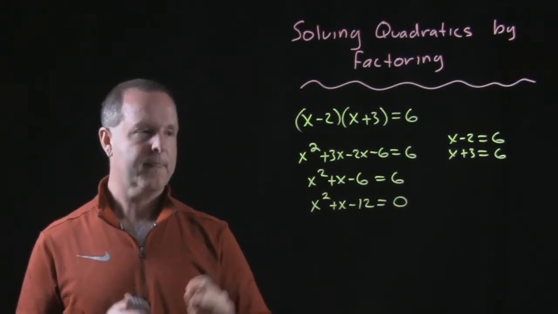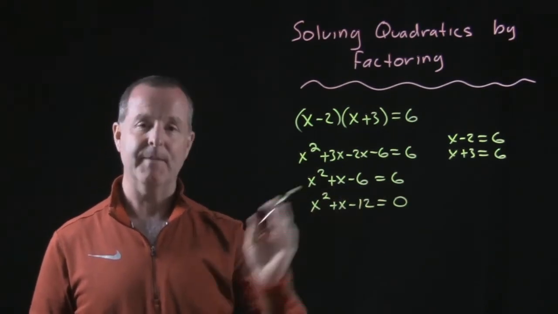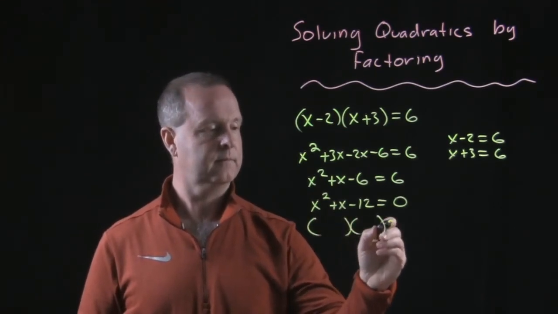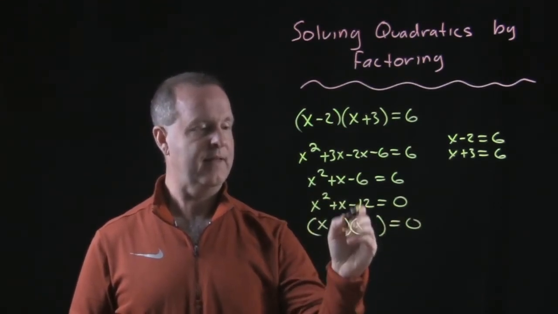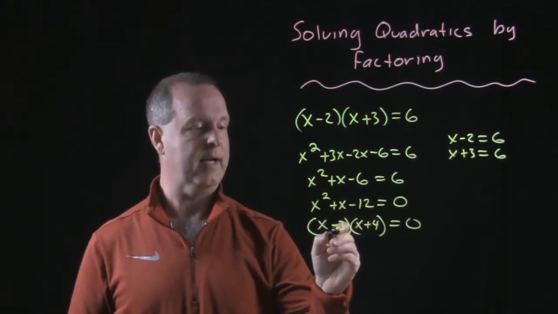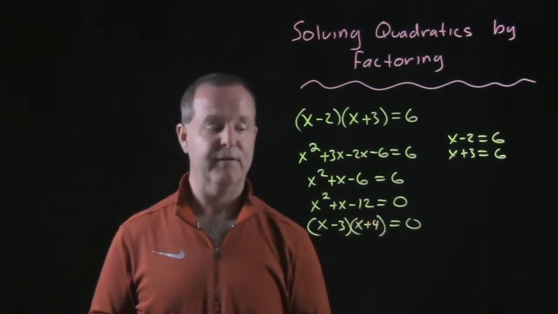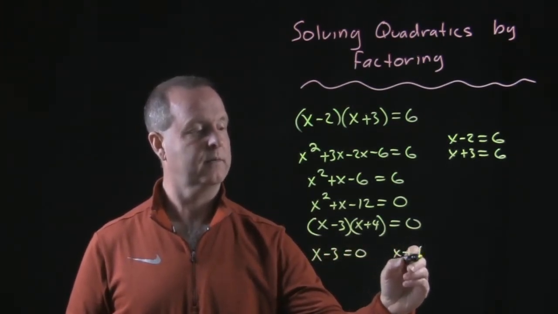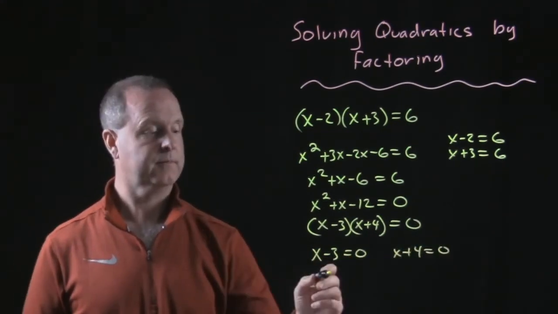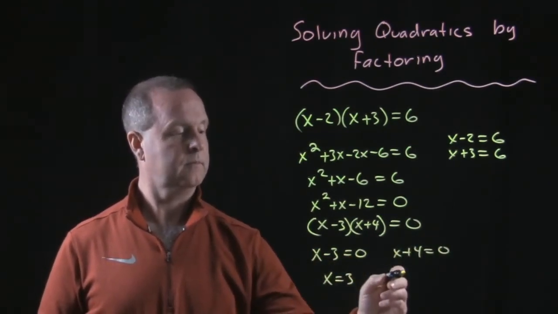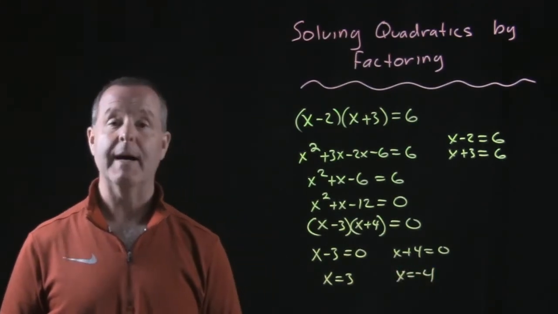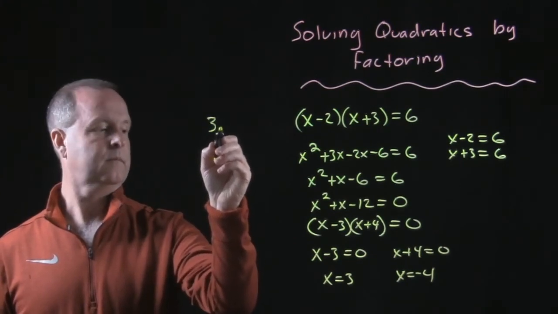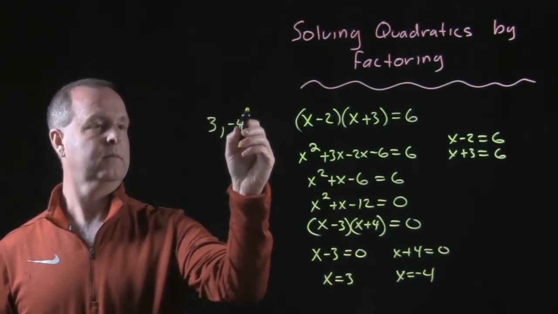Okay. I had 4 lines of work to do to get it to something that I know what to do with now. Let's factor this. And that factors to a positive 4 and a negative 3. And then from there, this is true if x minus 3 equals 0 or x plus 4 equals 0. And there's my solution set: 3 and negative 4.